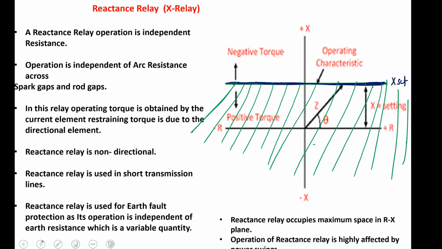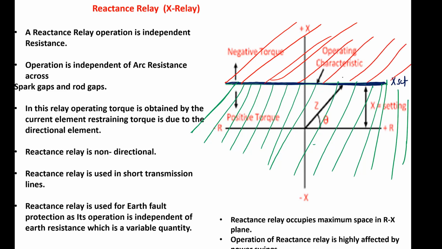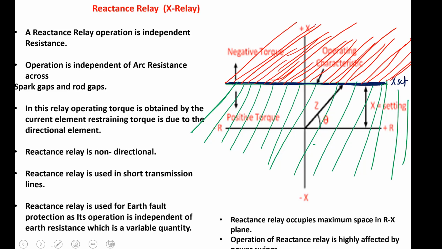On the line and above the line, it will not operate. So this green portion is the operating region. This red portion is the non-operating region. Understand? Okay. Green is the operating region, red is the non-operating region.